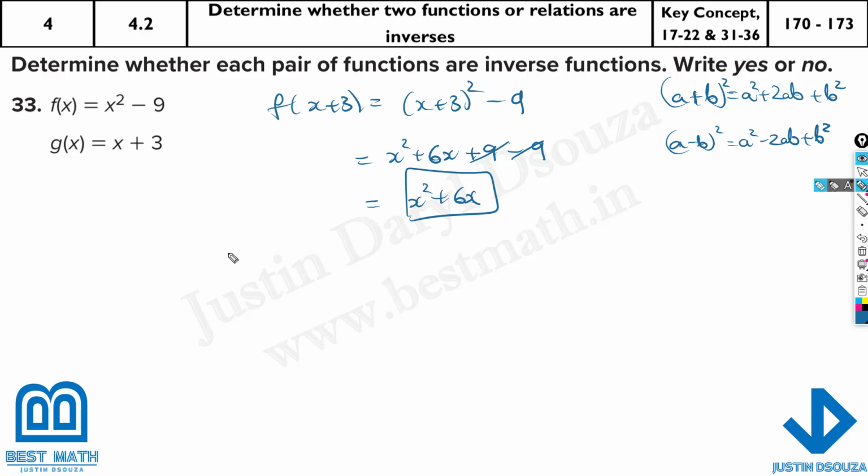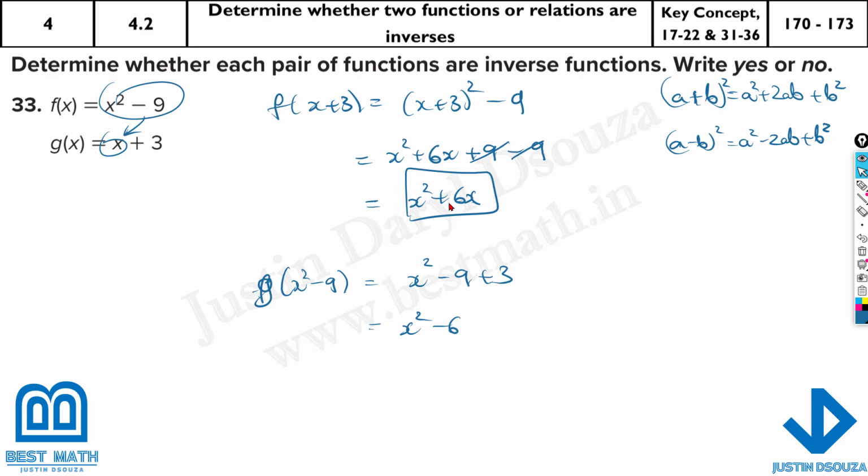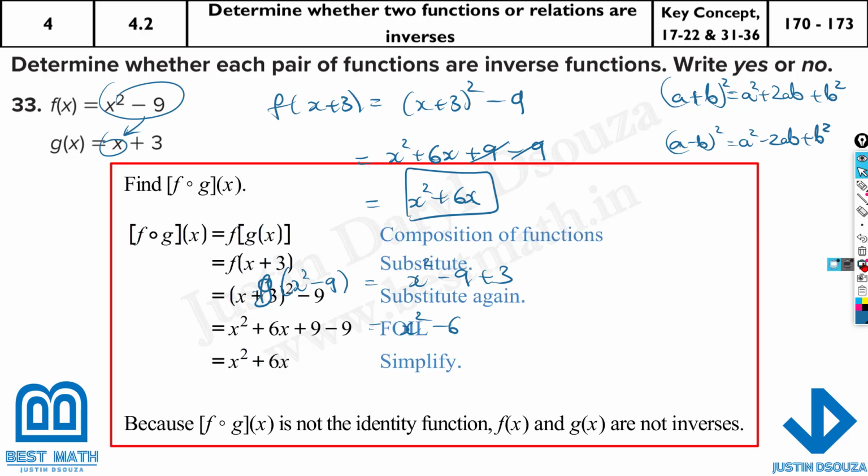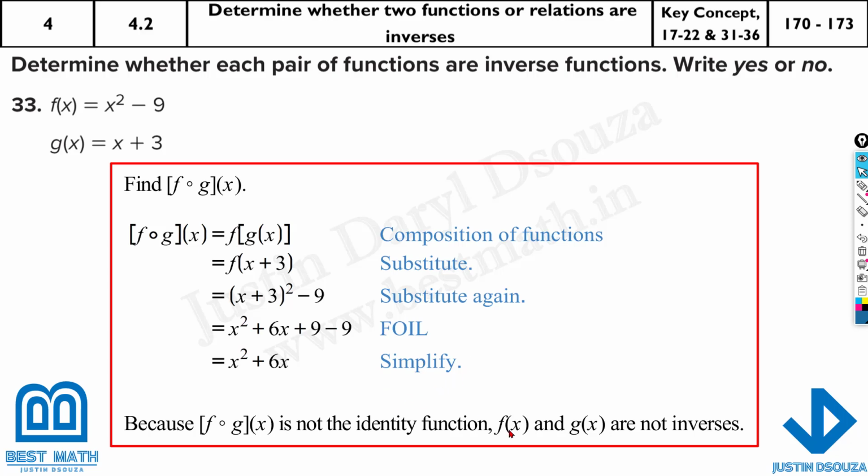Let's try the other way around as well. That is going to be g of x squared minus 9. That will be over here. Instead of x, we have x squared minus 9 plus 3. That is going to be x squared minus 6. So this doesn't make sense as well, isn't it? Now here we substitute this entire term instead of x. Now we are getting something else. It's not x. If we get one wrong in the first composition, just stop it. You don't need to do for both. But even if you do for both, they will prove that they're not inverse of each other.